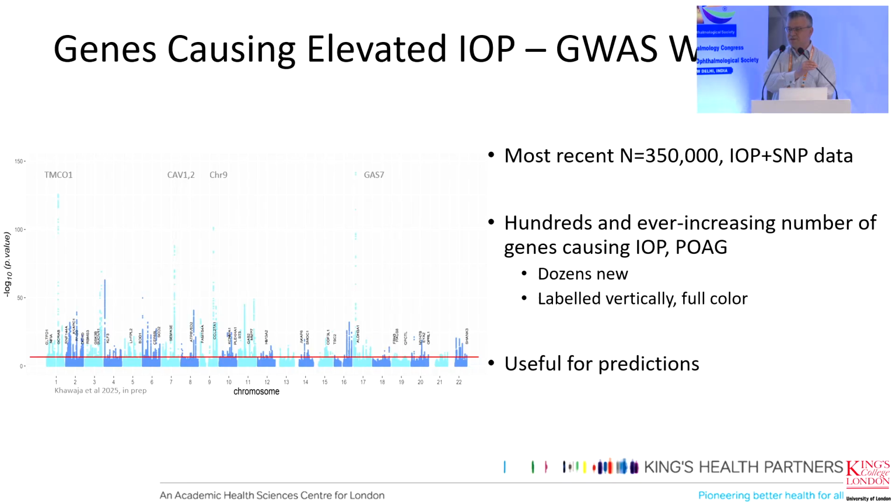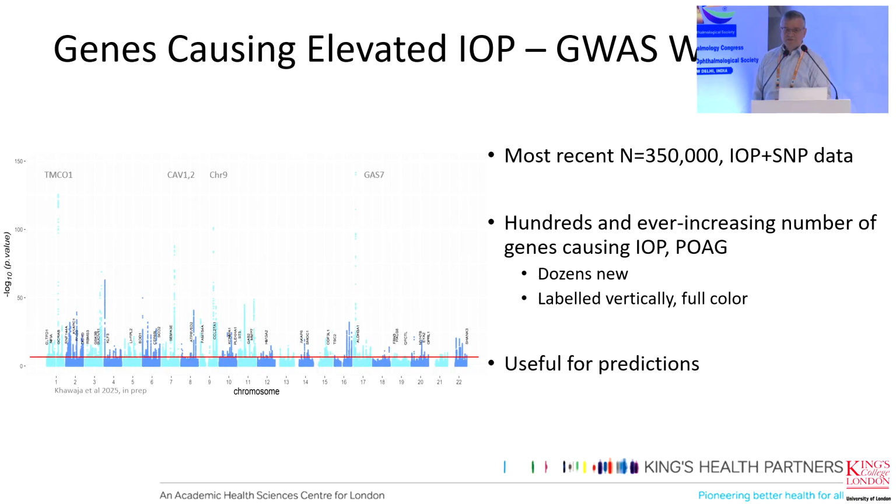The most recent one is something we are still working on, and we put together a cohort of 350,000 individuals, more or less, with both IOP measurements and SNP data. And as usual, the more power you have, the more you know about the genetics of a disorder. So we've identified a couple of dozen actually new genetic regions that are annotated through those vertically oriented labels in that figure. We also see higher levels of association, but these are known loci, some of which are actually still shown on this figure.